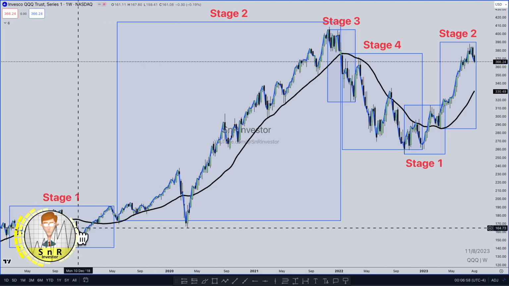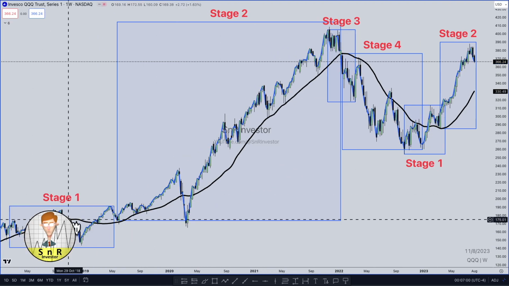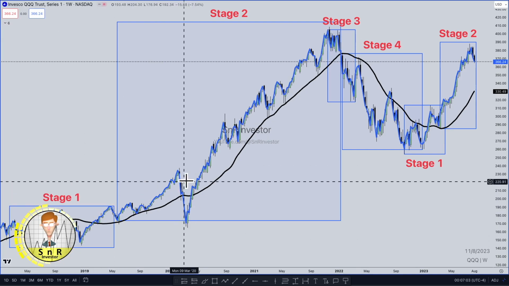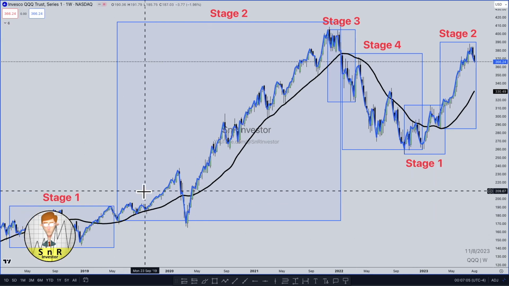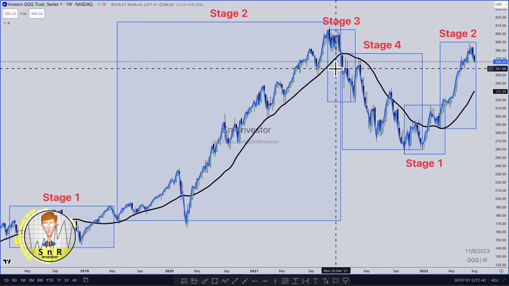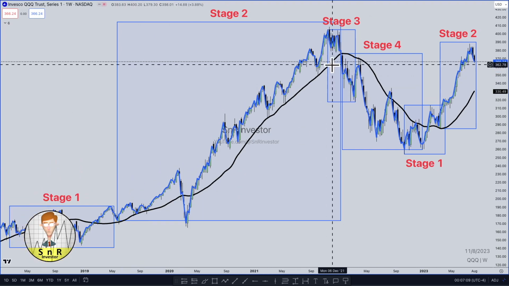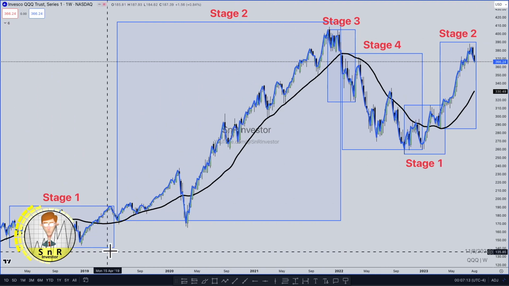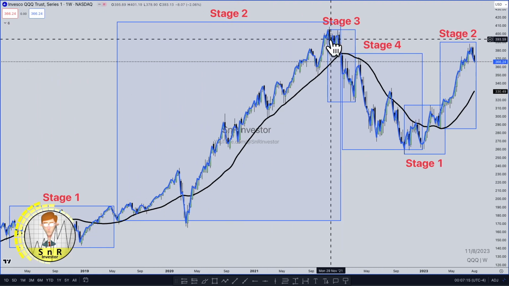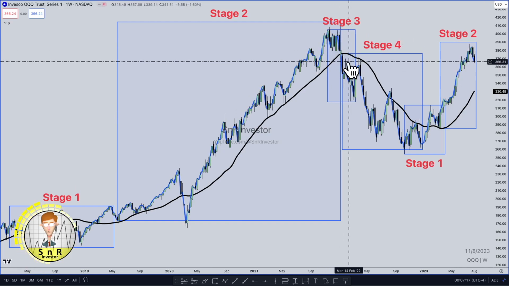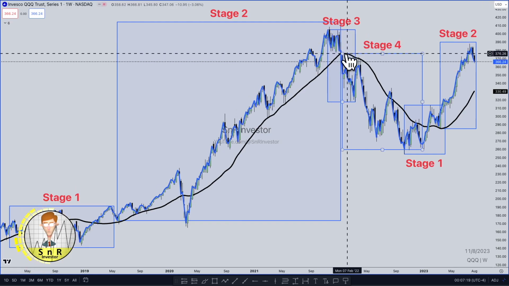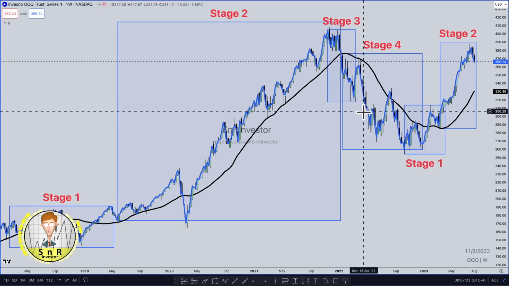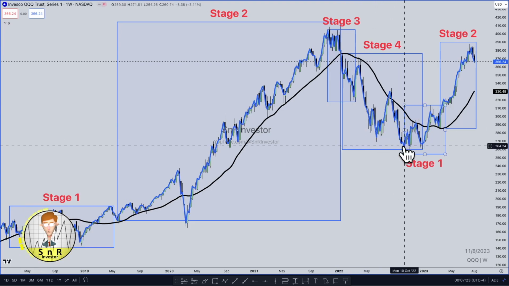So here is stage 1 in 2018, and then in 2019 all the way to late 2021 there was a prolonged stage 2 with a very huge magnitude, and then a very quick stage 3 over here, and then a whole year of stage 4 in 2022.